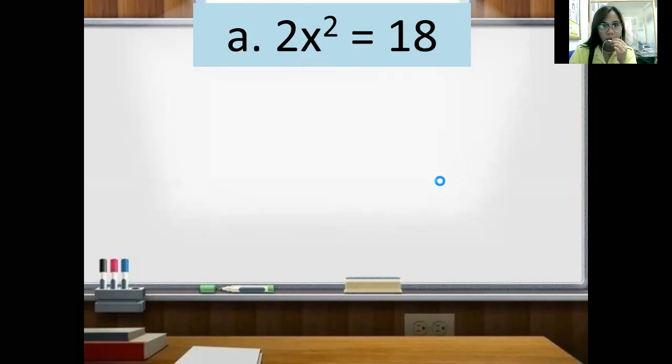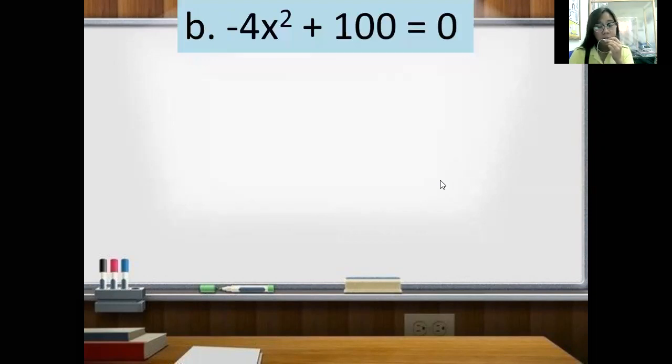Okay, so let's proceed to the next example. So we have negative 4x squared plus 100. Ma'am, so paano naman po ito? Negative 4x squared plus 100. Okay, so katulad po ng ginawa natin kanina, we need to transpose 100 po muna to the right side of the equation for us to extract both sides.